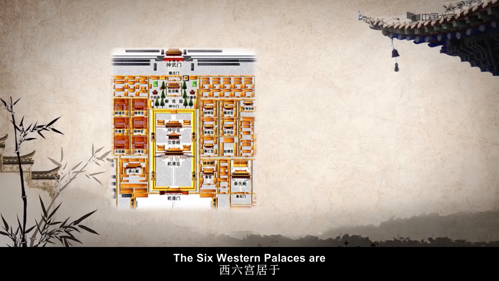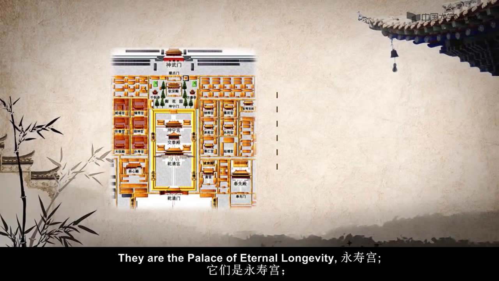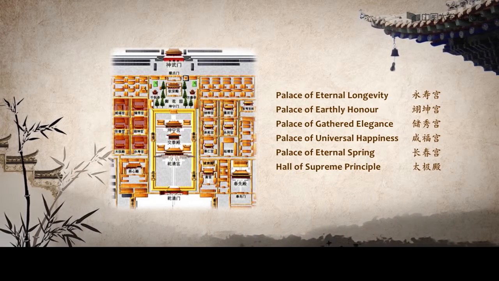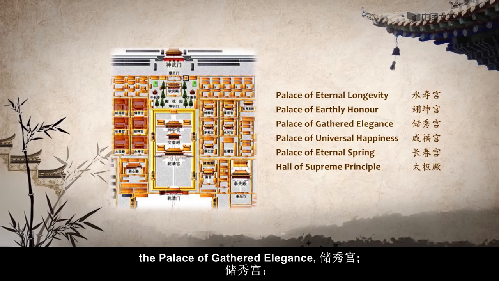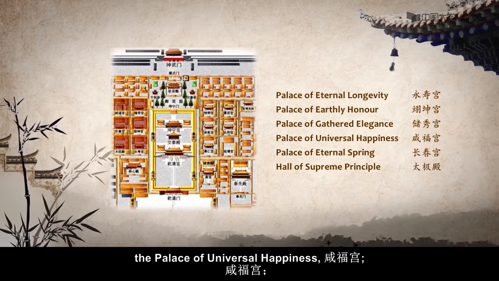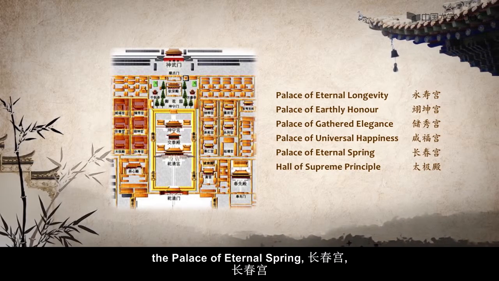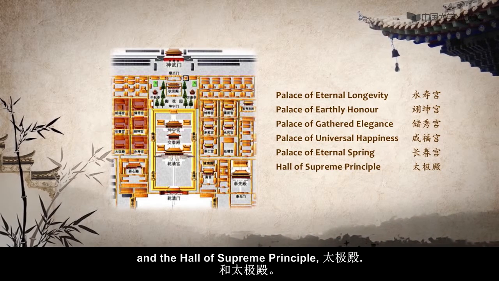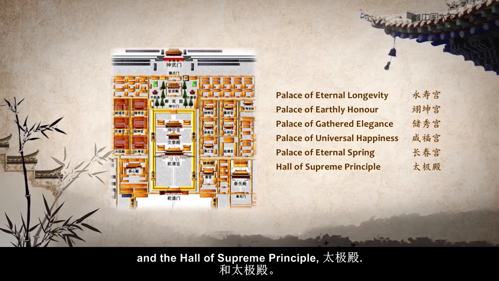The 6 Western palaces are in the west of the 3 rear palaces. They are the Palace of Eternal Longevity, Yong Shou Gong; the Palace of Earthly Honor, Yi Kun Gong; the Palace of Gathered Elegance, Chu Xiu Gong; the Palace of Universal Happiness, Xian Fu Gong; the Palace of Eternal Spring, Chang Chun Gong; and the Hall of Supreme Principle, Tai Ji Dian.